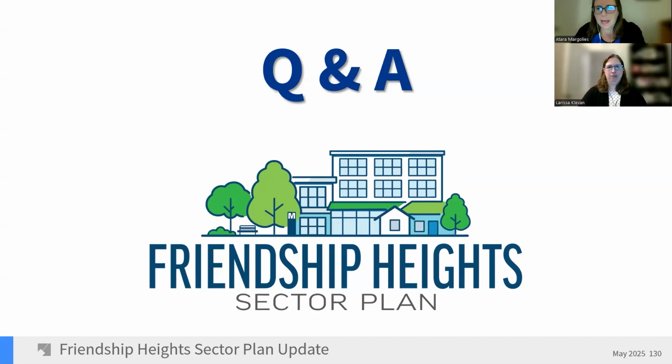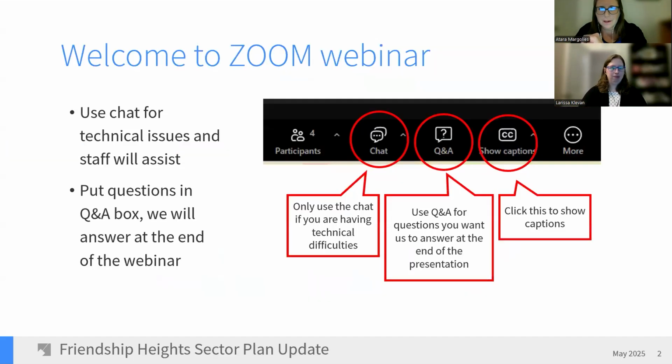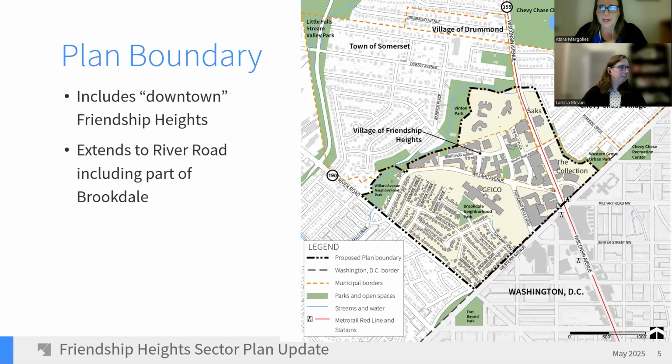So I'm going to go back to the map for this because I think that will help us. I'm also going to explain, I know there were a lot of questions that conflated the plan area and the study area, which I fully understand. So I'm going to answer those two in addition to the Brookdale question.